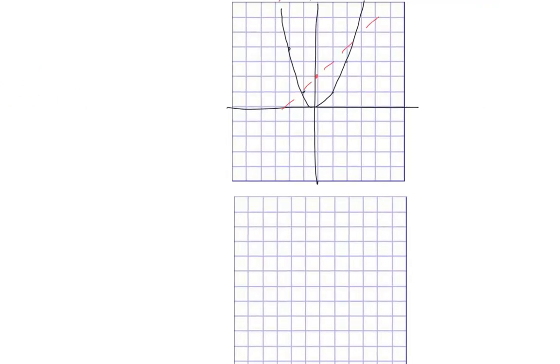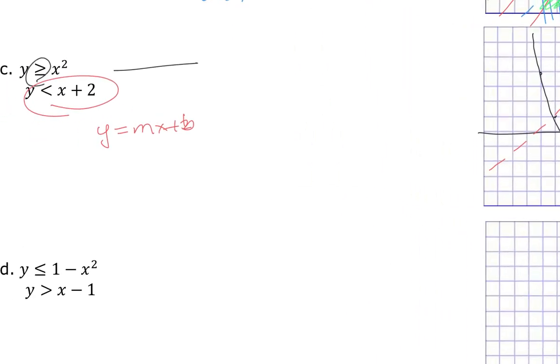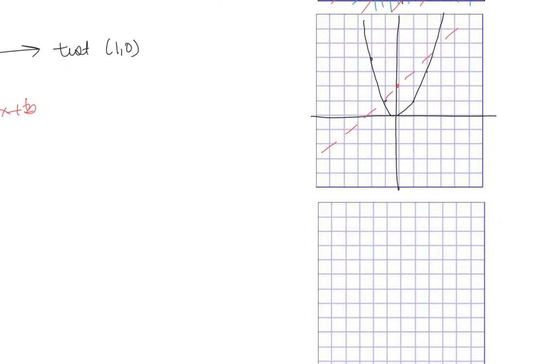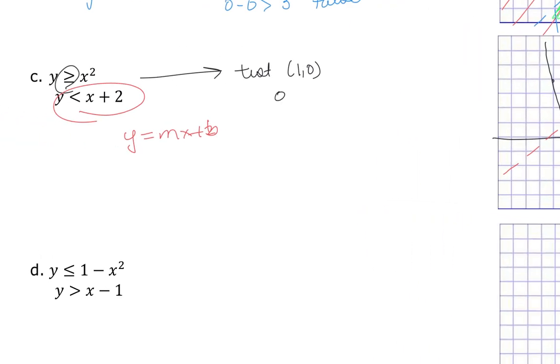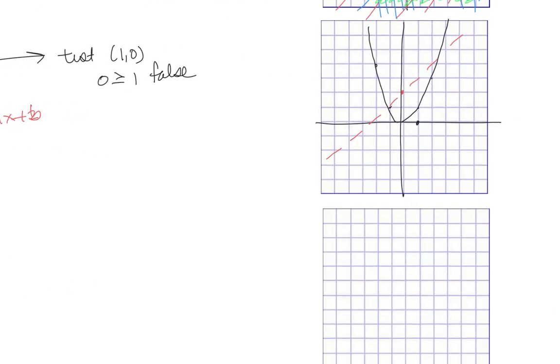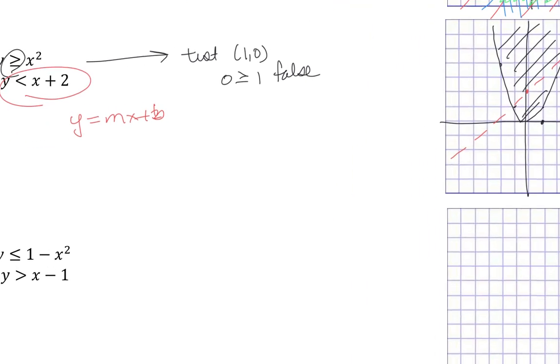Oh, I should probably do a couple of test points. So let's test the first one. Now I can't use (0, 0), so I'm going to test (1, 0). Where is that? (1, 0) is right here. So I'm going to test whether or not 0 is greater than or equal to 1. This is false. So I'm going to shade inside the parabola because that first one is false.